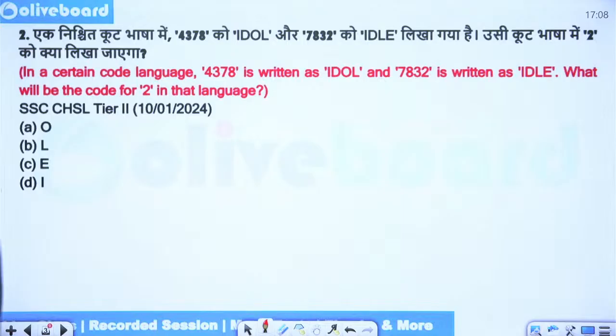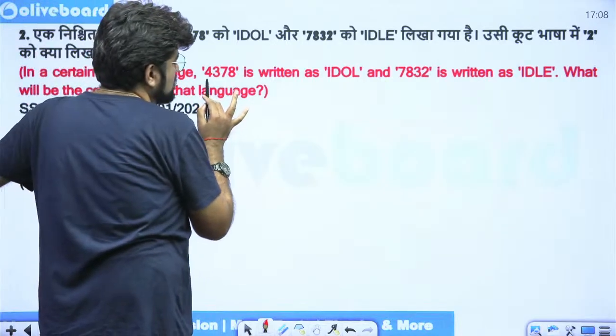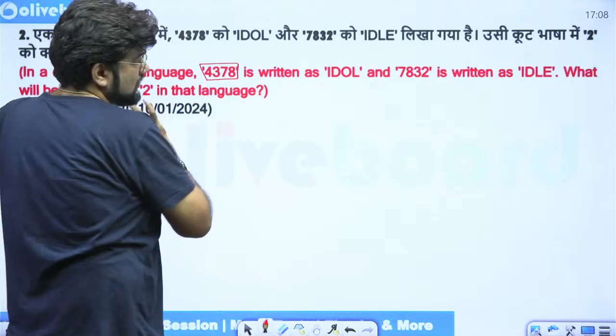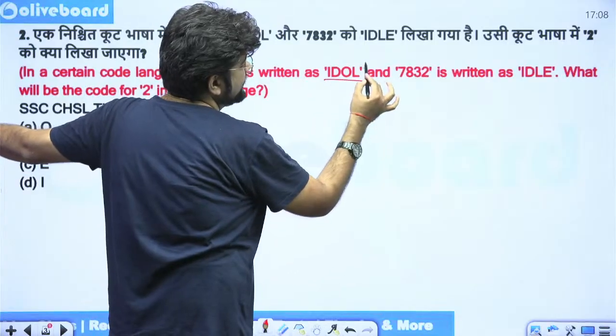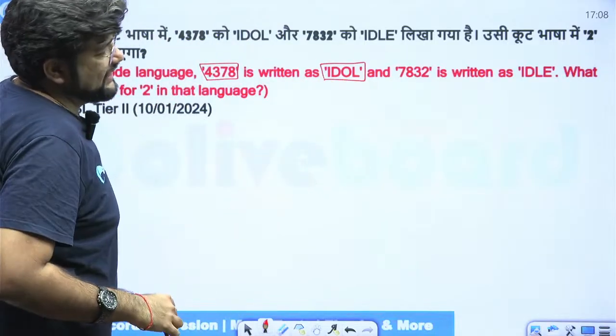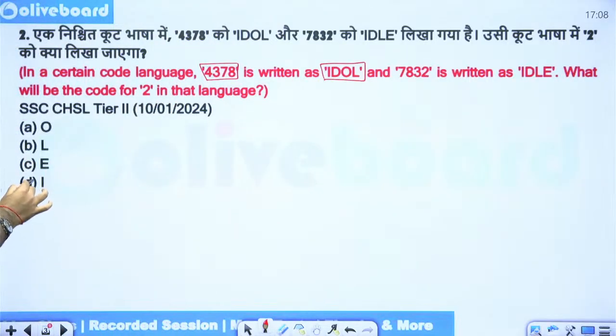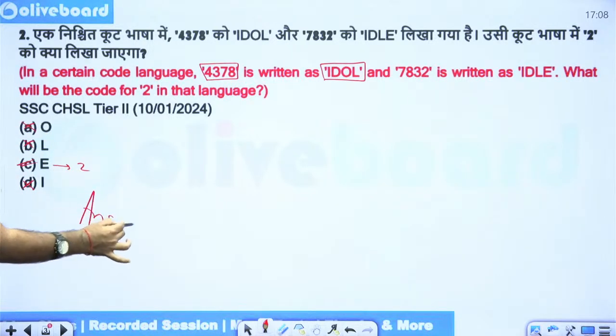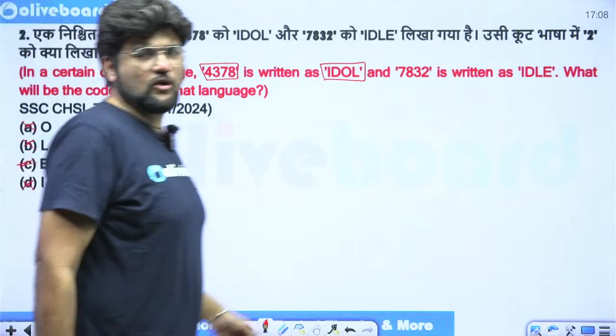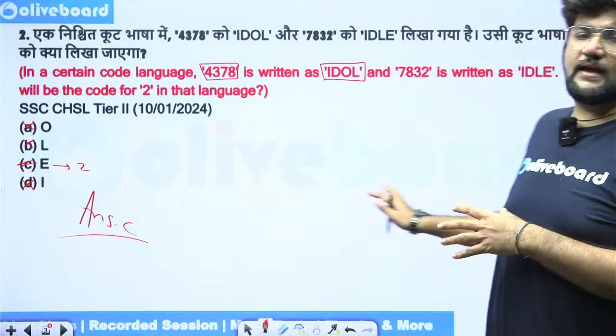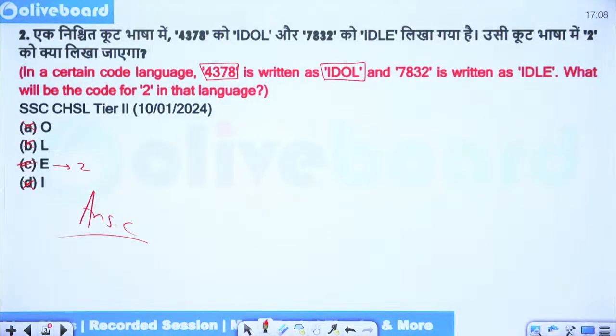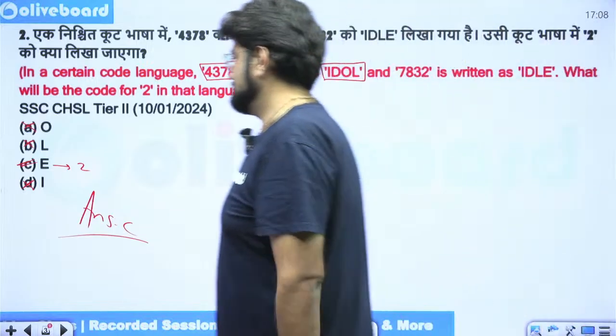So what do we do? We pick up the word or number where 2 is not there. It's not there here. So we'll see IDOL. We will delete this from the options, right? We will delete I. D is not there. O and L. So whatever is left is the code for 2. So option C is the right answer. It's that simple. Same logic of Chinese coding you have to apply. Excellent, Sagar. Very good, beta. Okay. Next.